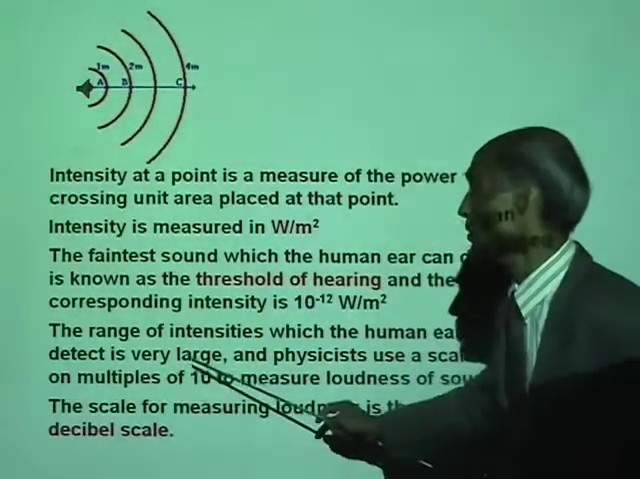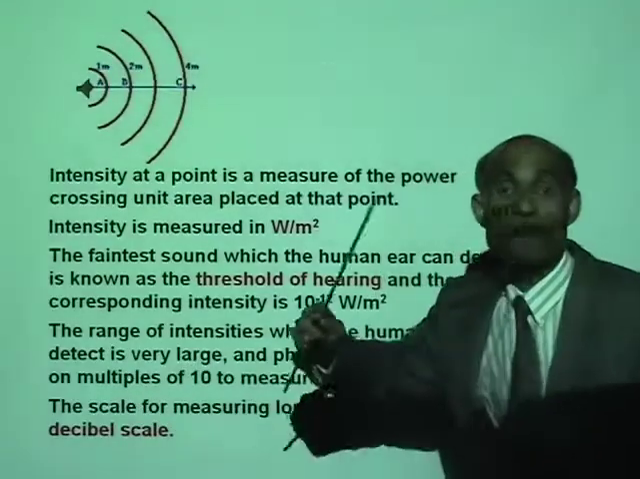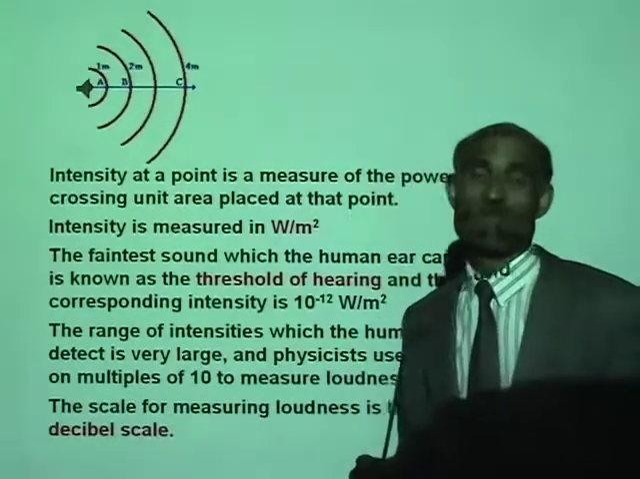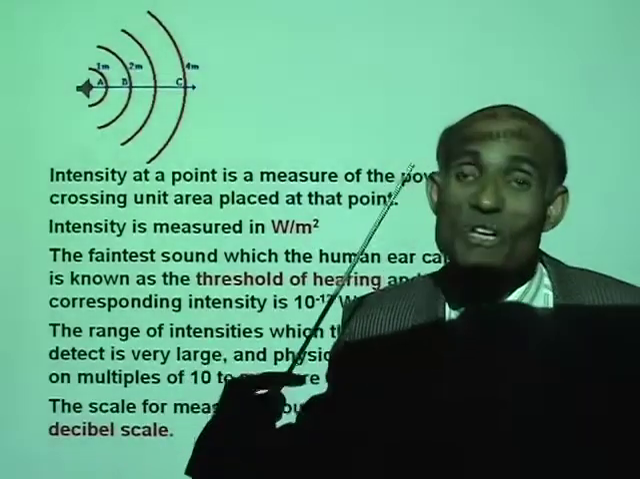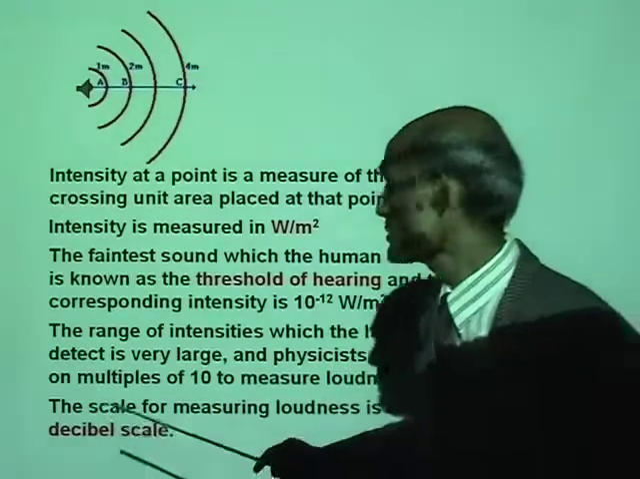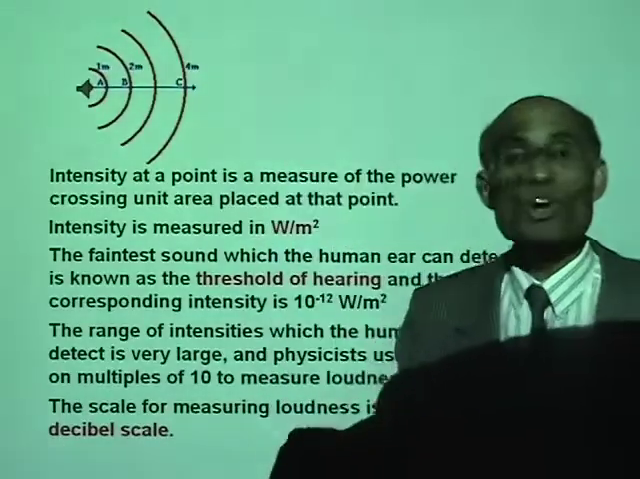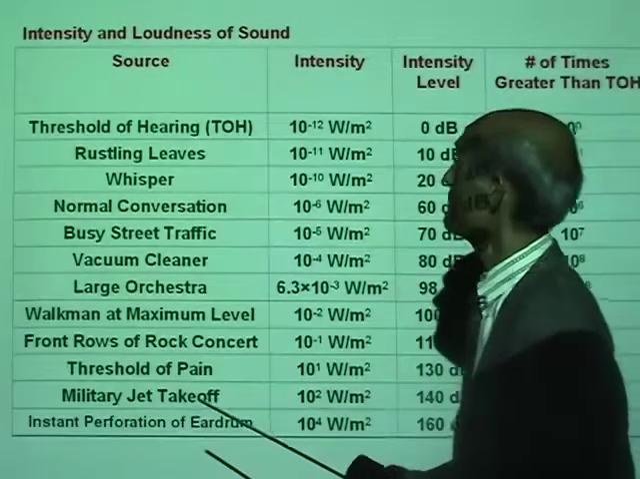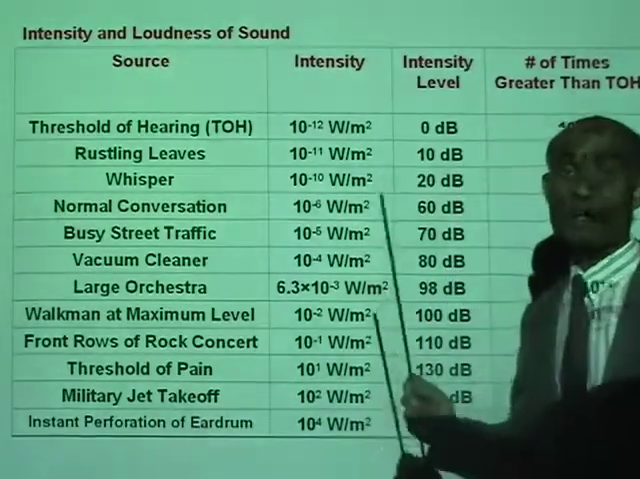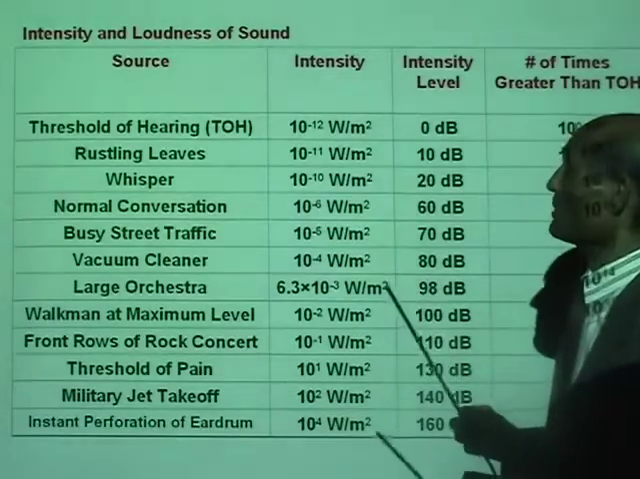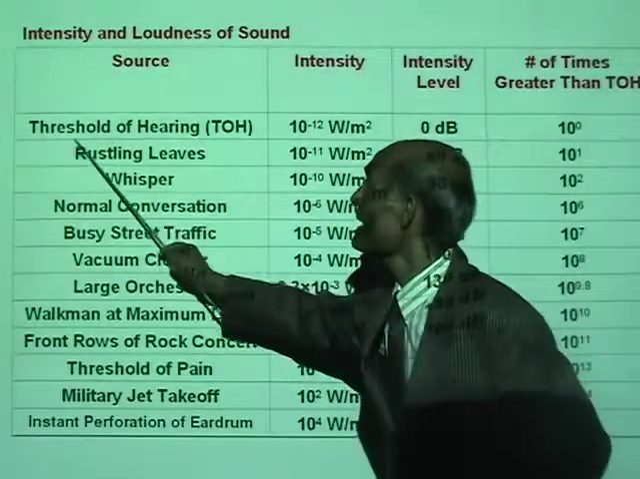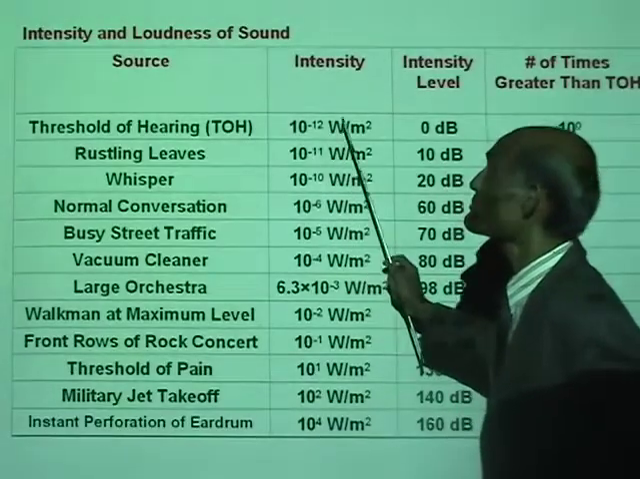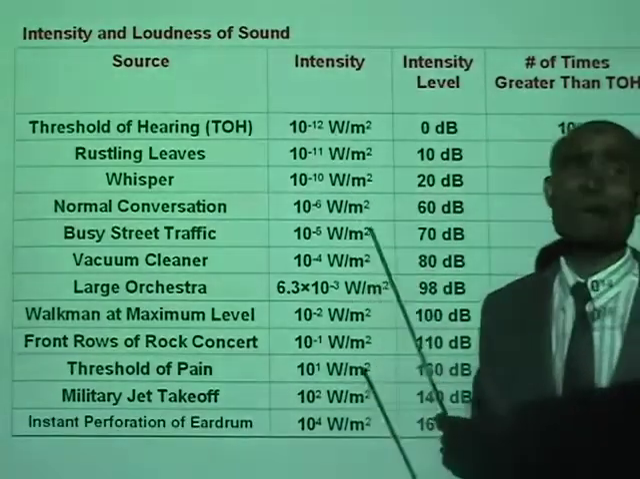Now the scale based on this is called the decibel scale. So the loudness that you hear is actually measured in a unit called decibel. So let's see what it is. If you now look at some of the familiar sounds, threshold of hearing is 10 to the power of negative 12 watt per square meter.